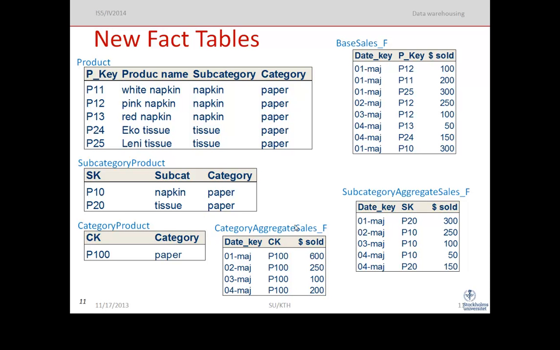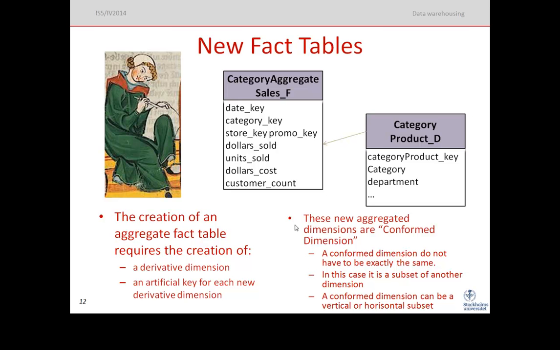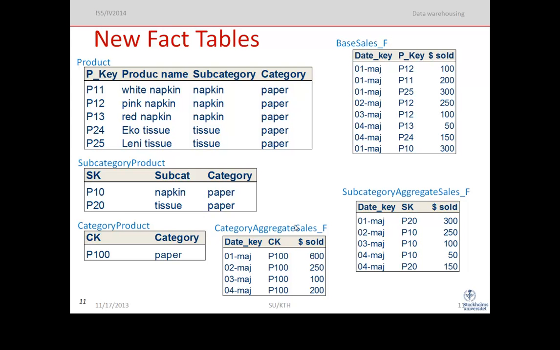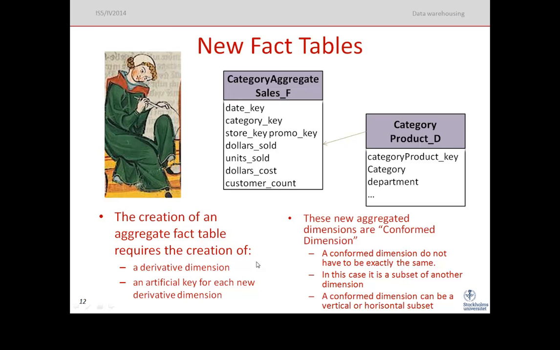But of course you need to think of the creation of an aggregate fact table requires the creation of a derivative dimension, depending on the original, and an artificial key for each new derivative dimension. The artificial keys here are, for instance, P20, P10, P100. Those are new artificial keys to deal with. These new aggregated dimensions are conformed dimensions. And conformed dimensions do not have to be exactly the same. In this case, it's a subset of another dimension, a strict mathematical subset. And a conformed dimension can be a vertical or horizontal subset.